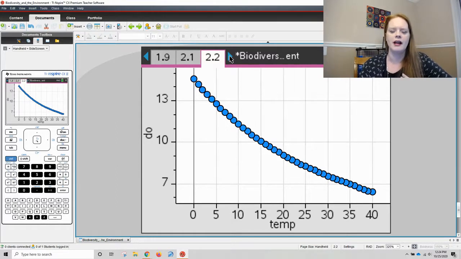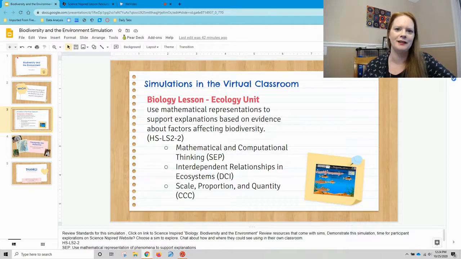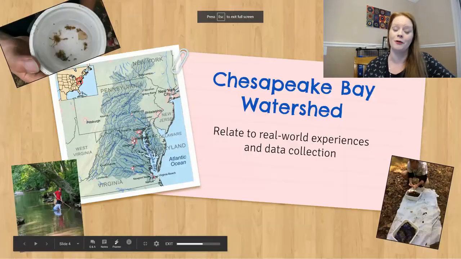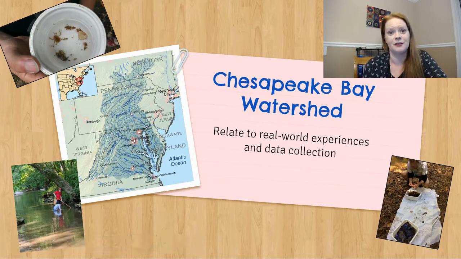And so we talk about threats to biodiversity. We talk about how human impact on local ecosystems can affect those abiotic factors and therefore affect the biotic factors within an ecosystem. We try to start local, and we do some activities on our own local watershed that I want to tell you about as well. I'm in Maryland, and being from Maryland, we are in the Chesapeake Bay watershed, and we go out and do some data collection with our students.